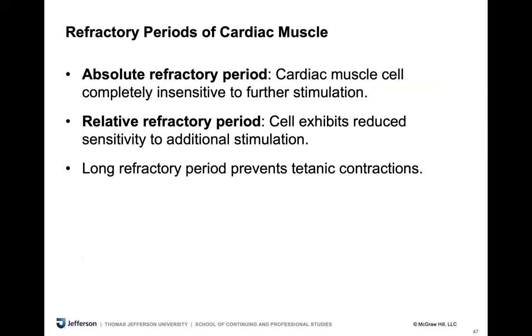Now, the refractory periods of cardiac muscle. The absolute refractory period is when the cardiac muscle cell is completely insensitive to further stimulation, meaning no contraction could occur during this phase. The relative refractory period is when the cell exhibits reduced sensitivity to the additional stimulus, meaning that it's probably not going to contract during this period, but it could if it needed to.